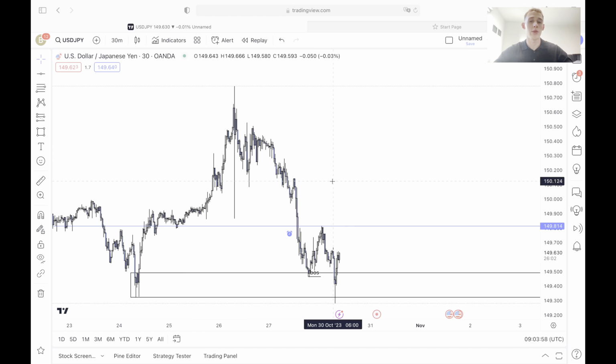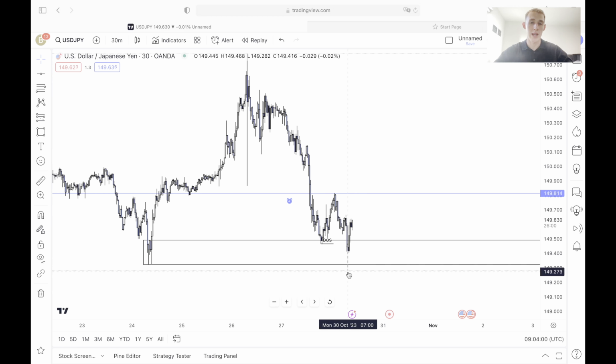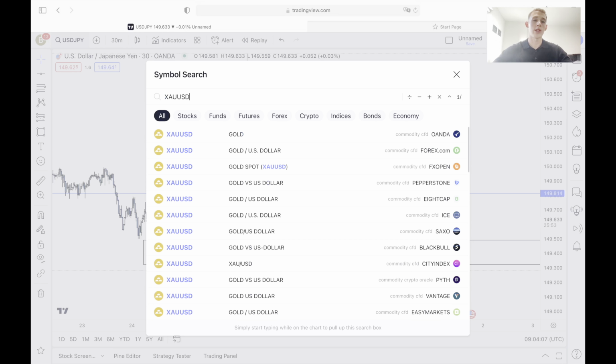So yeah, for now, just wait and see what happens. If an entry presents, it presents. If it doesn't, it doesn't. But that is my outlook on UJ. If we go over to gold now.